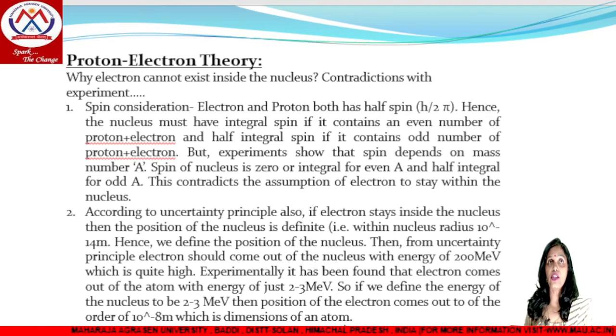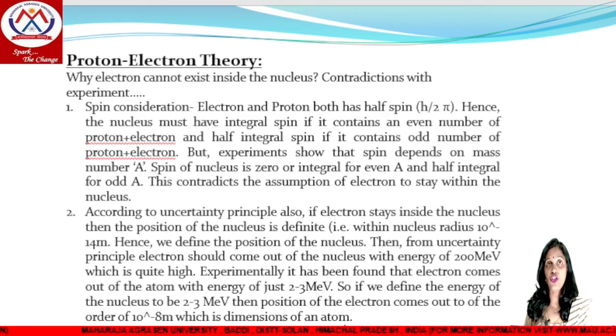Now, the proton-electron theory says that electrons can exist inside the nucleus. The contradictions with this are, first, the spin consideration. When we consider the spin of electrons and protons, both particles have half spin. Hence, the nucleus must have integral spin if it contains an even number of protons and electrons, and half-integral spin if it contains an odd number of protons and electrons.